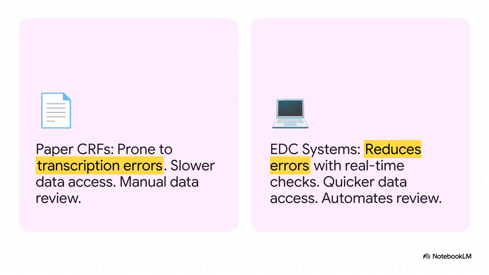And believe me, the difference between paper and an EDC is, well, it's night and day. With paper, you're just constantly fighting this uphill battle, right? You've got transcription errors, you're waiting forever for data to come in, and everything is a slow, manual grind. EDC systems, they just completely flip the script. We're talking built-in checks that catch mistakes as they happen in real time. Teams get the data almost instantly, and so many of those boring review tasks get automated. It's a total game changer for speed and for quality.